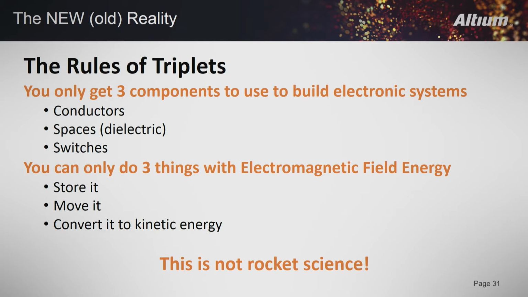You buy a chip from me, it's got 1,000,000 switches in it. Maybe more, who knows? You can only do three things with field. You can store it, you can move it, or you can convert it into kinetic energy. There's nothing else. Either you do each of these on purpose, or it's going to happen no matter what you do.